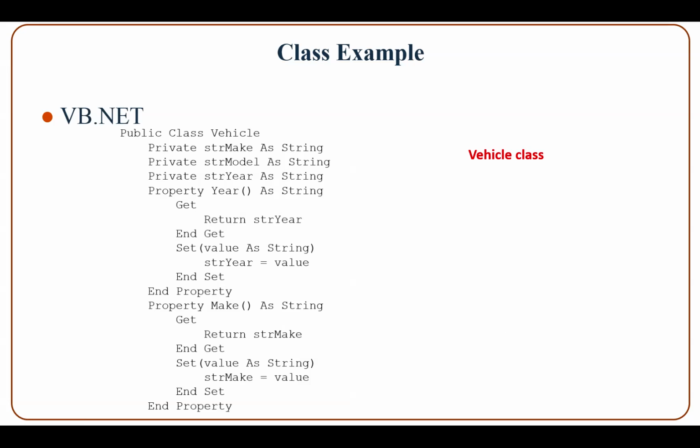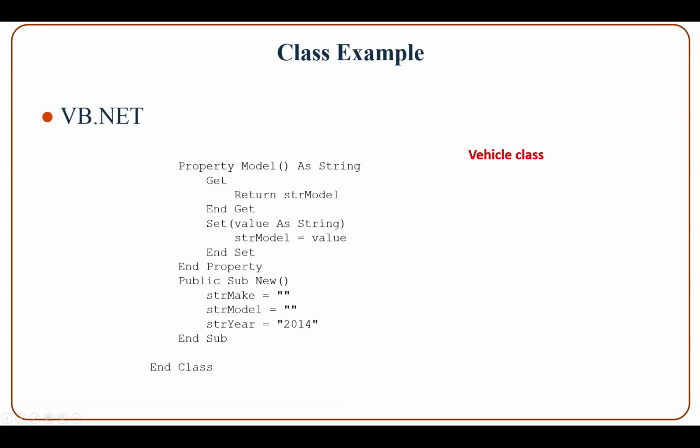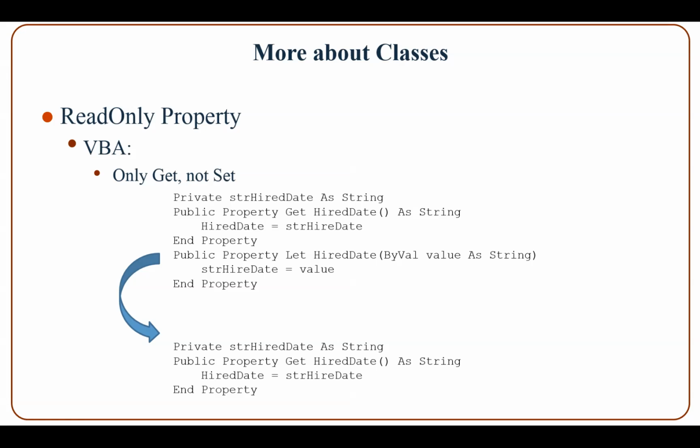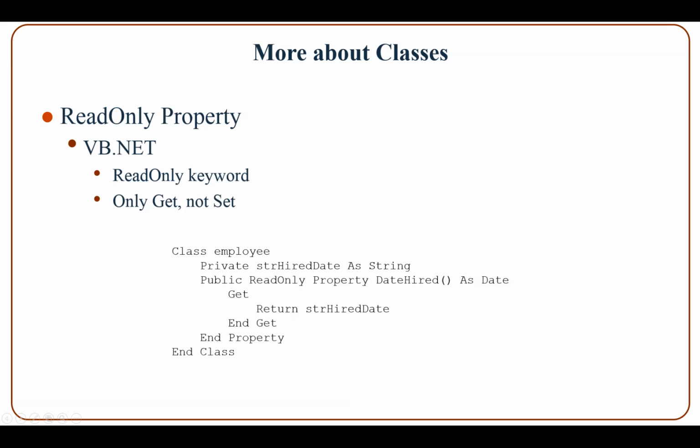This is how the same Vehicle class is written in VB.NET, and you can see the property procedures: year, make, or model. Each has a pair of Get and Set in it. In VBA, when you want to create a read-only property, you only include the property procedure Get, as shown in this example. And this is how you do it in VB.NET. Very similar, but you also have the ReadOnly keyword.